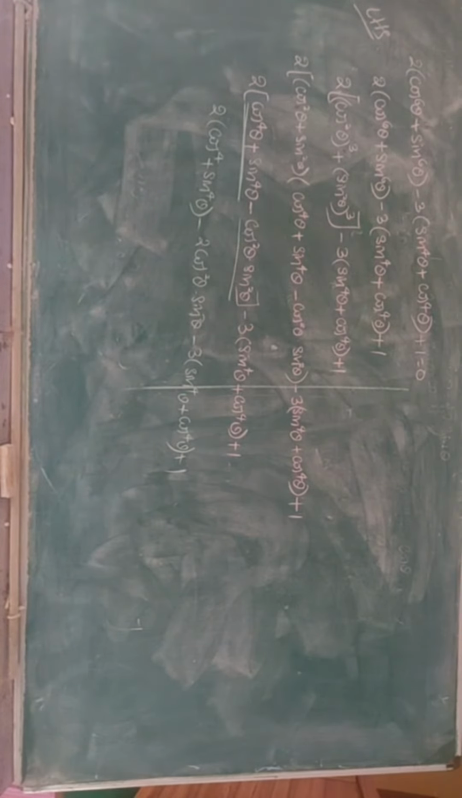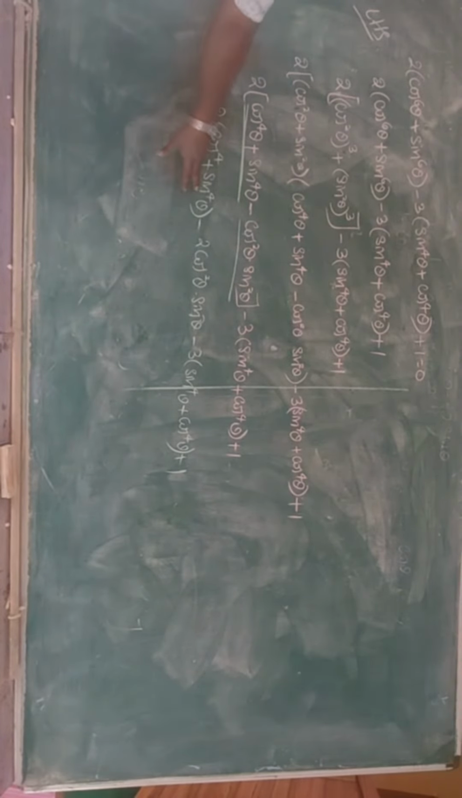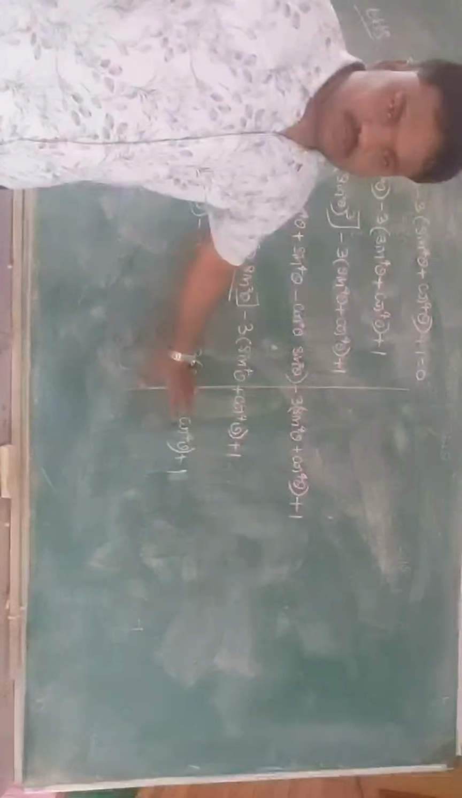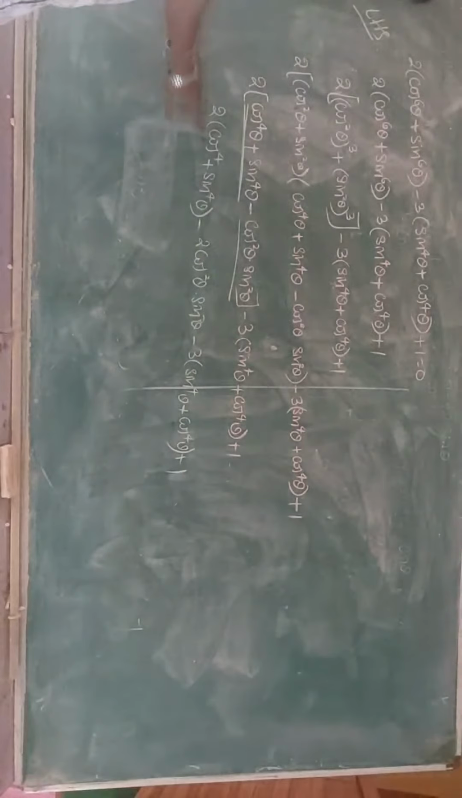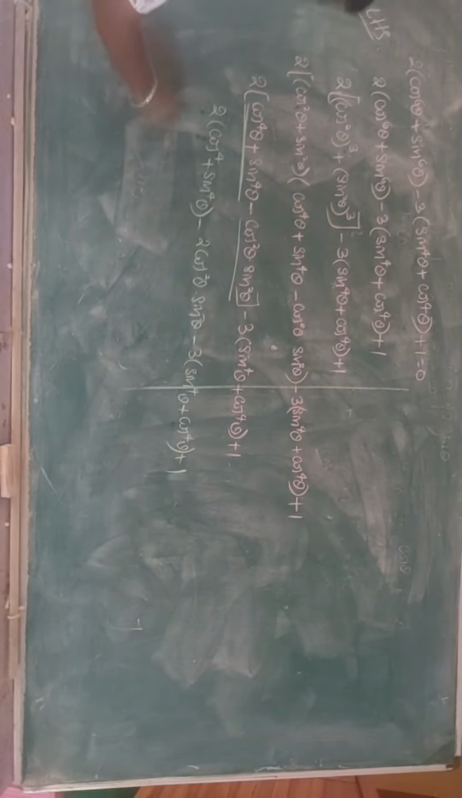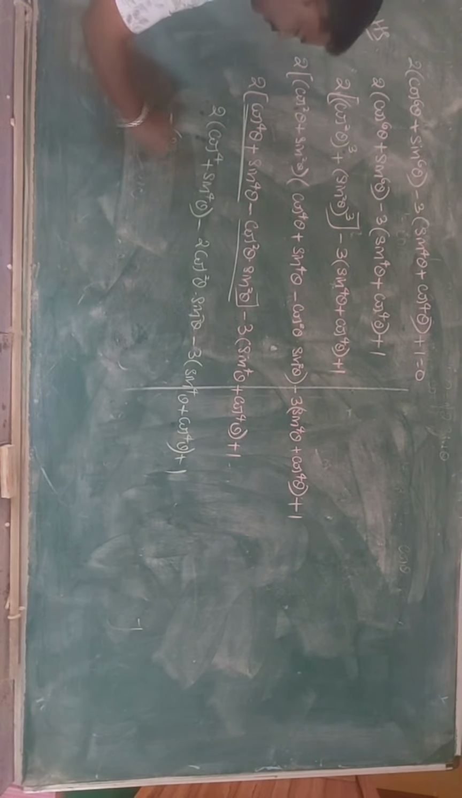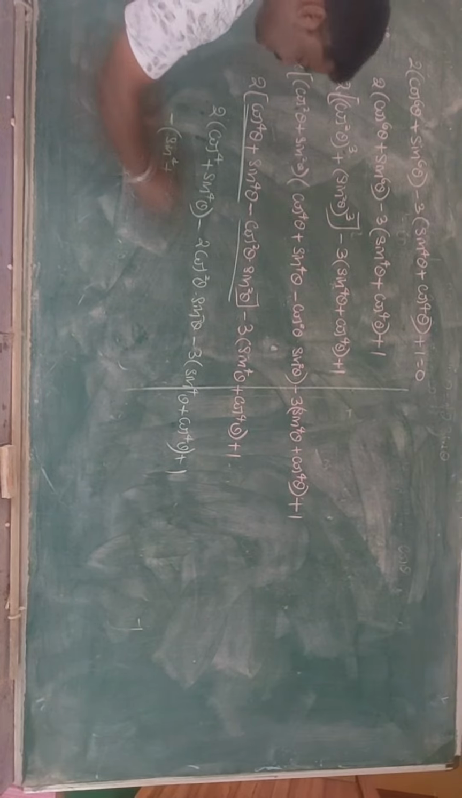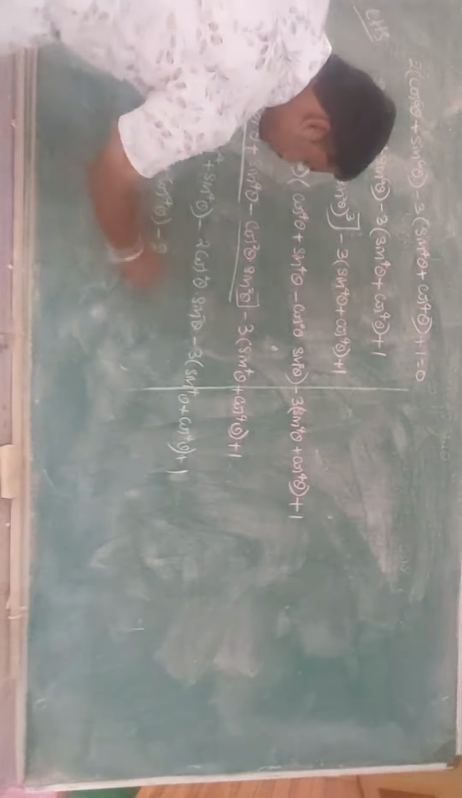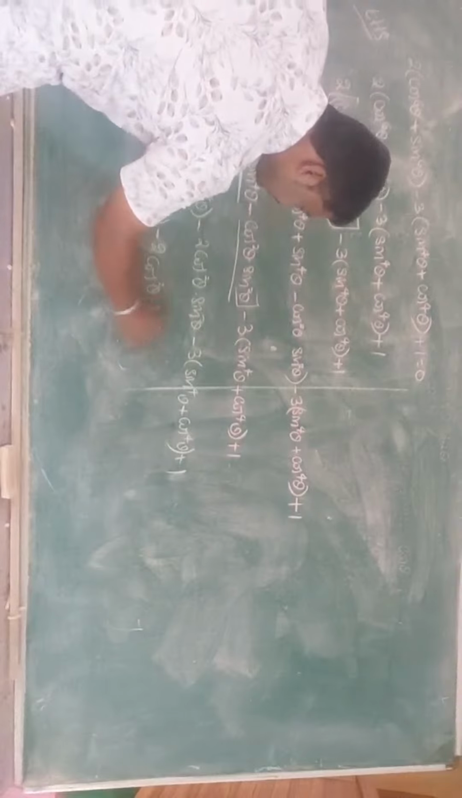Okay, now see 2 cos to the power 4 theta plus sin to the power 4 theta minus 3 cos to the power 4 theta plus sin to the power 4 theta. Both are the same terms. Like 2a minus 3a is how much? Minus 1a or minus a. So can I write this as minus sin to the power 4 theta plus cos to the power 4 theta minus 2 cos square theta into sin square theta plus 1. Am I right?